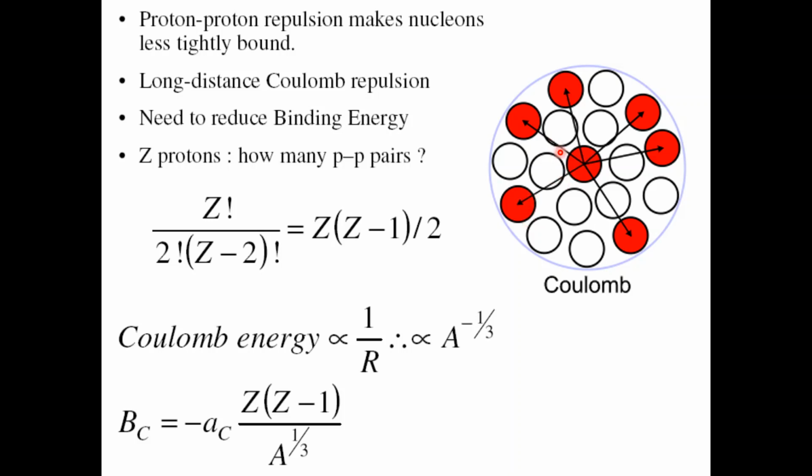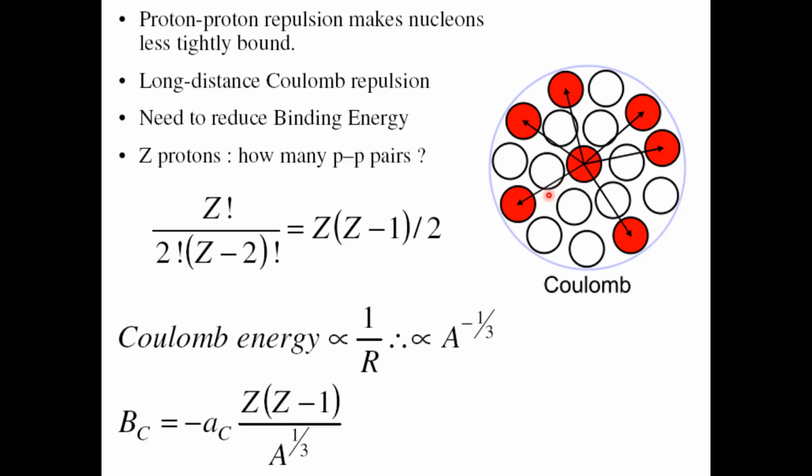Here you can see that in between we have the other particles, that is neutrons. But neutrons are electrically neutral particles, so they do not contribute to electrical repulsions among the protons. So these repulsions between the protons are long distance, or we can say long range repulsions, and this kind of repulsion basically needs to reduce binding energy.